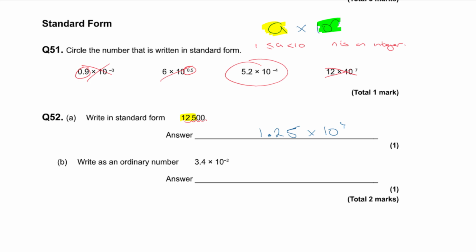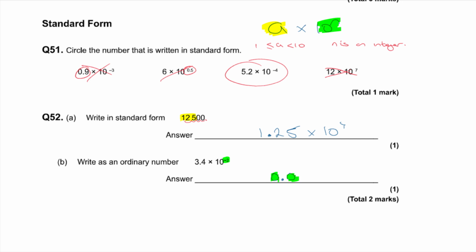Okay, write down as an ordinary number 3.4 times 10 to the minus 2. Now this is a very small number, isn't it? The exponent is minus 2 here. So what I do with these, when it's a negative exponent like that, I know there are going to be 2 zeros in my number. So 0.0 is my 2 zeros.